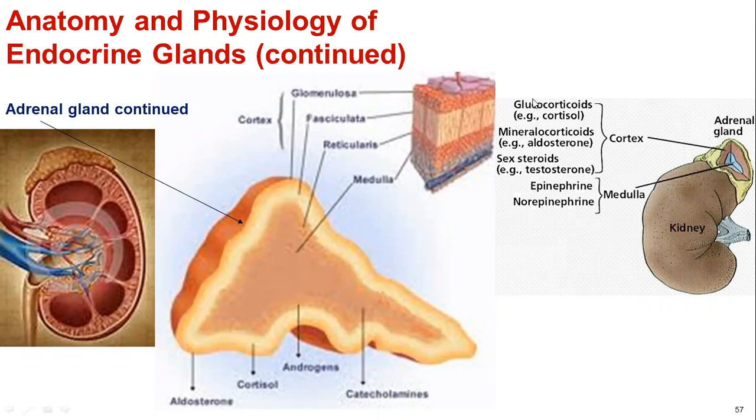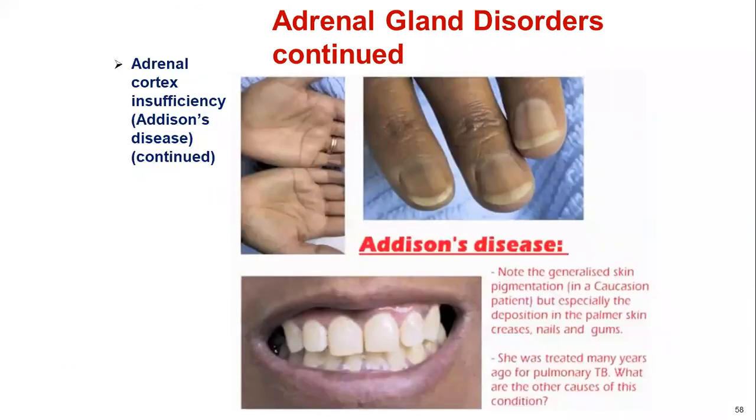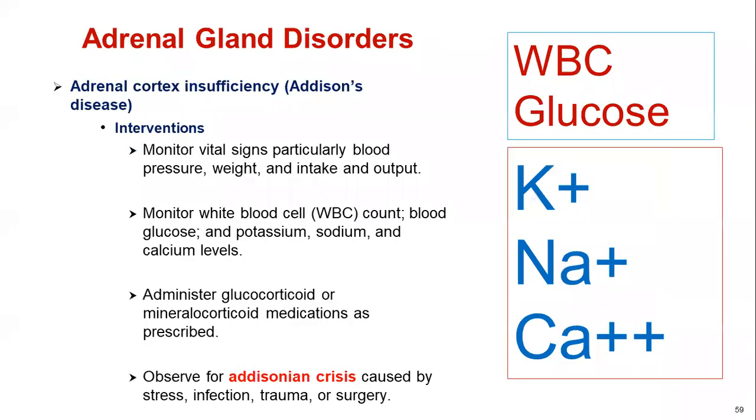The cortex, the outer layer, contains 3 layers, and they secrete, like the glomerulosa, glucocorticoid, shortly called cortisol, or mineralocorticoid, shortly called aldosterone, and sex hormone, shortly called androgen or testosterone, right? And here showing the sign and symptom of adrenal cortex insufficiency or Addison disease.